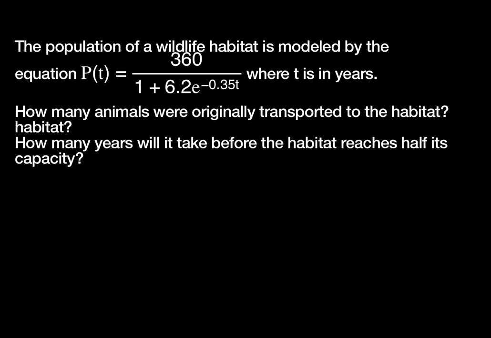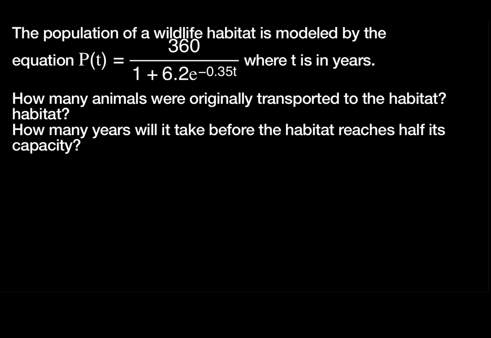All right, moving right along. More with exponents, making it a little bit more challenging now, or at least it looks like it is. Population of a wildlife habitat is modeled by that equation, where t is in years. How many animals were originally transported to the habitat? So here you were not given the initial amount. You're asked to find the initial amount.